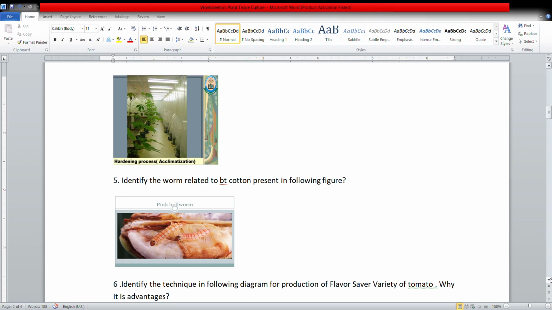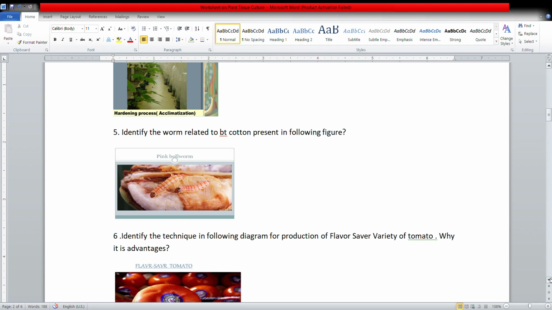A Bt gene present in the cotton plants creates a Bt crystal protein when it is taken by the cotton bollworm or pink bollworm. This is in liquid form. As this liquid form of Bt crystal protein enters the gut of the cotton bollworm or pink bollworm, it becomes solid crystals, and that ruptures the gut or intestine, and that damages the cotton bollworm.